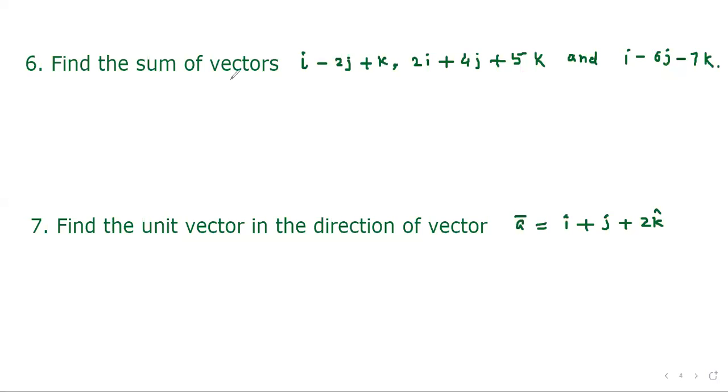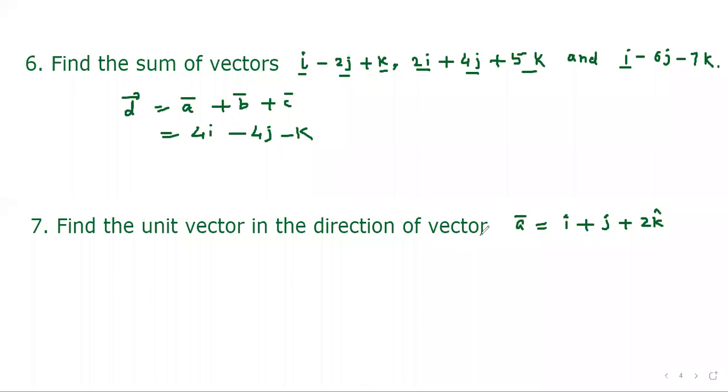Let's go to question number 6. Find the sum of the vectors. Three vectors are there, so it is very simple. Suppose we write it as vector D, assuming that these are A, B, C: A plus B plus C. So here 1i, 2i, 3i plus i, that is 4i. Then minus 2j plus 4j will become 2j, and 2j and minus 6j will become minus 4j. And then k: 1k here, 5k, 6k, 6k minus 7k will give minus k.